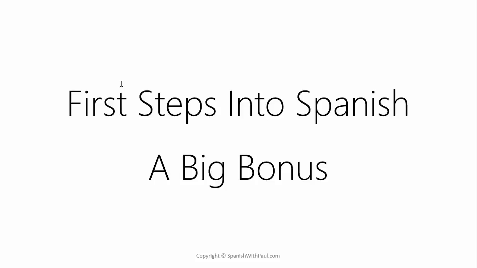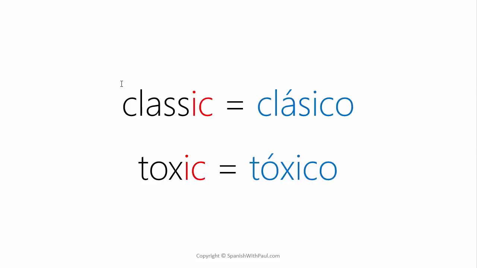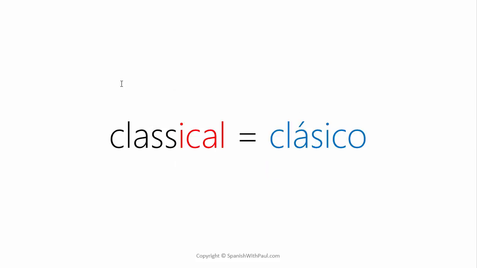In this video, I'd like to give you a big bonus that follows directly on from what we covered in category 7 in last video. So we were looking at how English words ending in IC go to ICO in Spanish, and we had examples such as classic going to clásico and toxic going to tóxico. Now the big bonus is that also words ending in ICAL go to ICO in Spanish. So we would have, say, classical also as clásico.